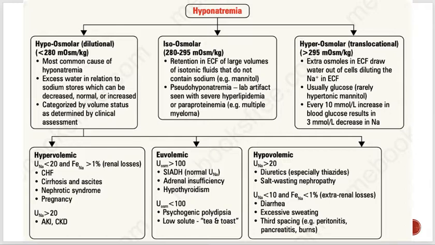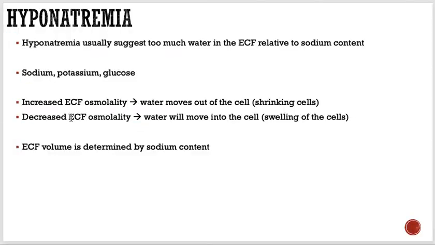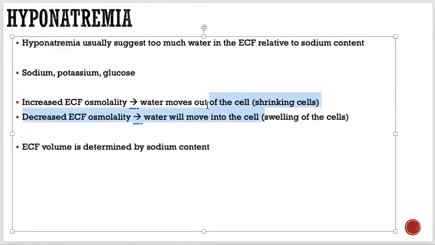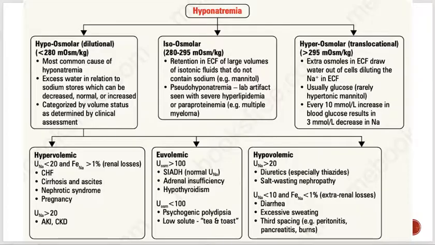So what will happen in hyponatremia? I explain this to you. Whenever there is hyponatremia, there will be swelling of the cells. Hyponatremia will cause swelling of the cells. Why? Because the water will shift into the ICF, inside the cell. So simply, the cells are swollen in the body, right?